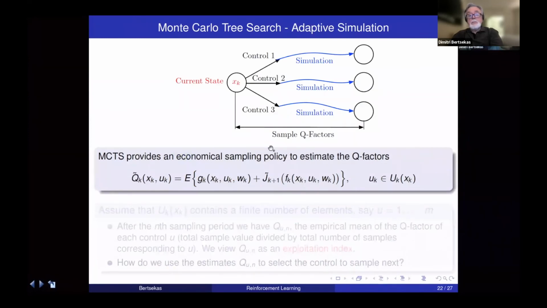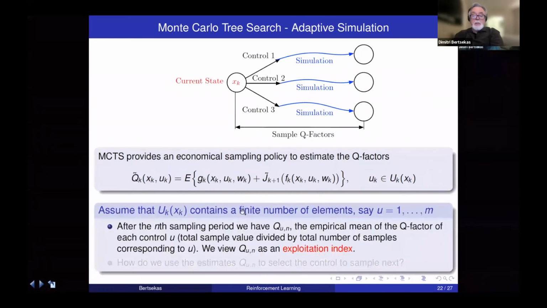Let's look at one step look ahead. At the current state, we consider various controls. Here in this picture, we have 3 controls. We simulate sample trajectories to the end. These are sample Q factors. And these are samples of this expectation here. For particular state control pairs, we obtain, by simulation, a sample of this. If we get enough samples, we can average them and get a close approximation to the expected value.